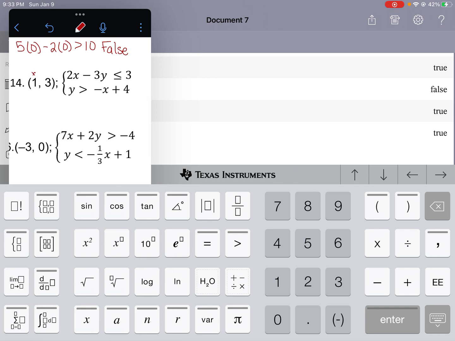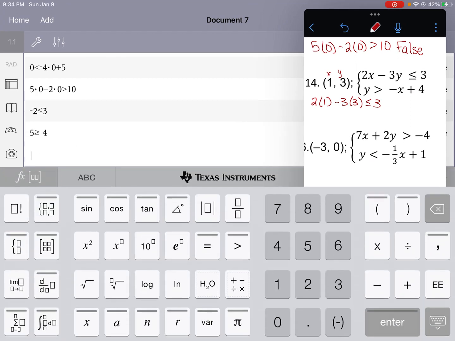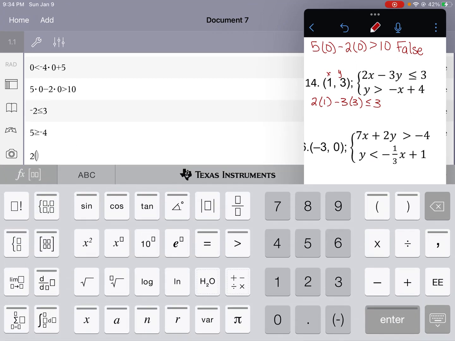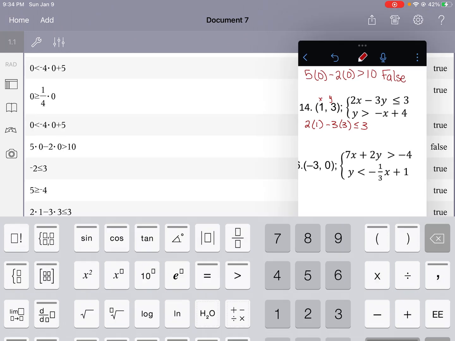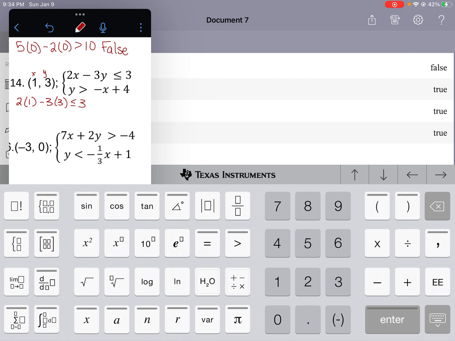Okay, so again, this is my x value, this is my y value, so my point is 1, 3. I'm going to plug it in. So I have 2 times 1 minus 3 times 3 is less than or equal to 3. Press enter. It tells me it's true.